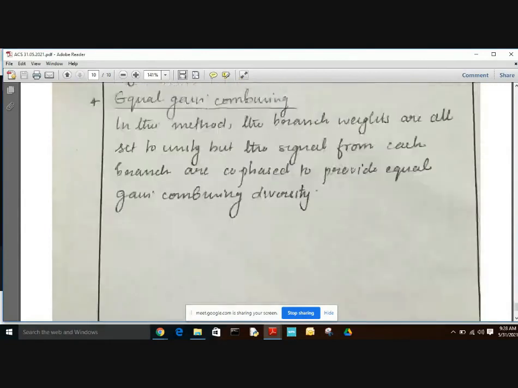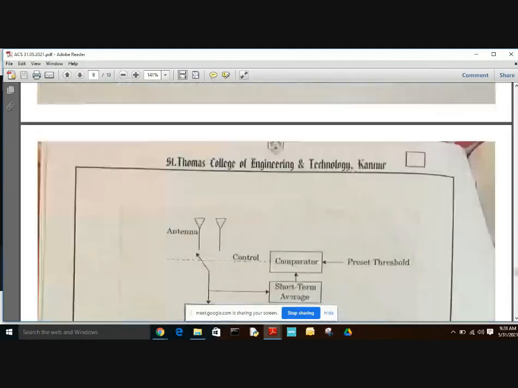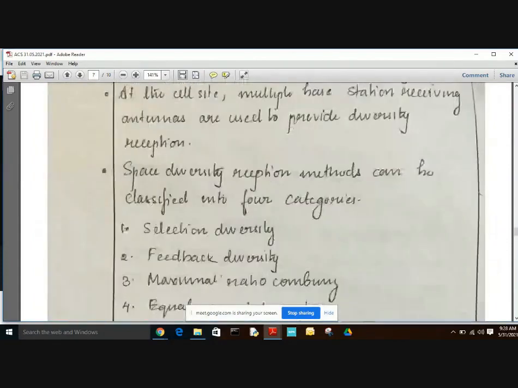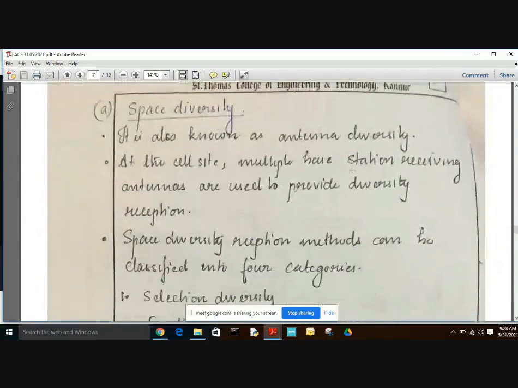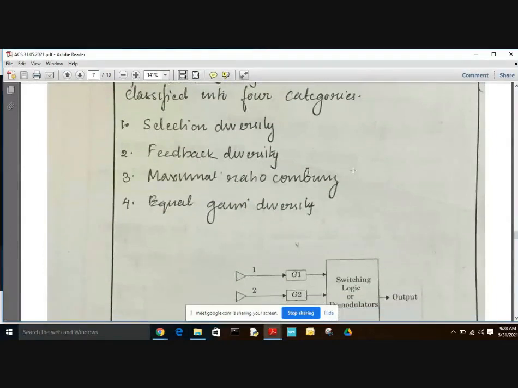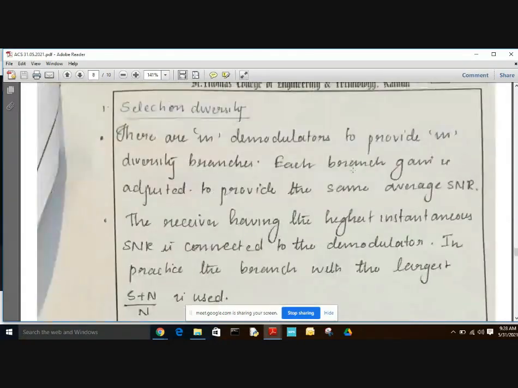So this is about the diversity or the selection, based on space diversity. So antenna diversity is based on four categories: selection diversity, feedback diversity, maximum ratio combining diversity, and equal gain diversity. In selection diversity, we have M demodulators. These M demodulators provide M diversity branches, and each diversity branch is adjusted in such a way as to provide the same average signal to noise ratio, and the receiver selects the one with the largest average signal to noise ratio, that is (S+N)/N.